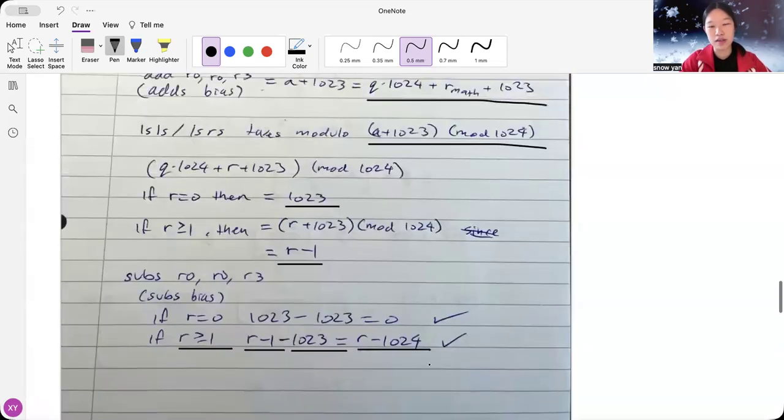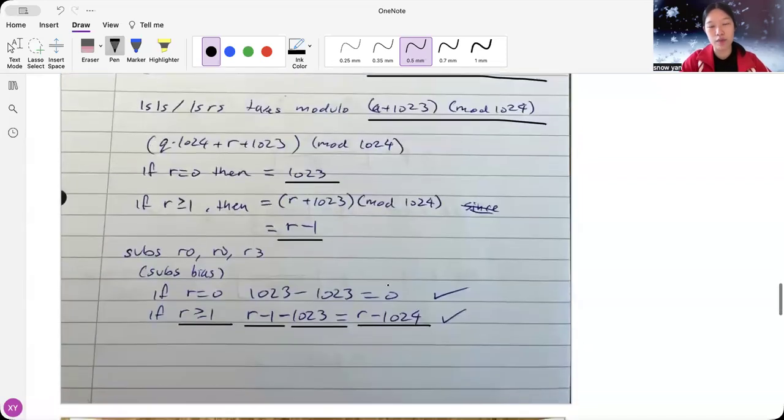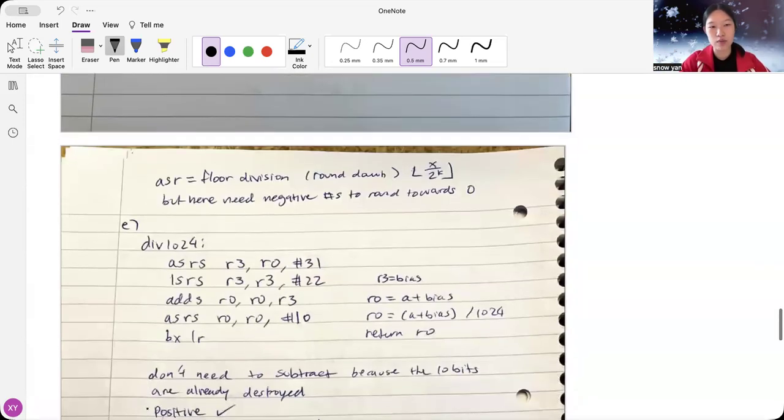And it checks out because before in our remainder, it would have been positive, right? Our R from before was from 0 to 1023. And in the case that it's not equal to 0, it's greater than or equal to 1, so it's from 1 to 1023. So if we subtract that, it would have been the negative remainder that checks out. So that's why it works.